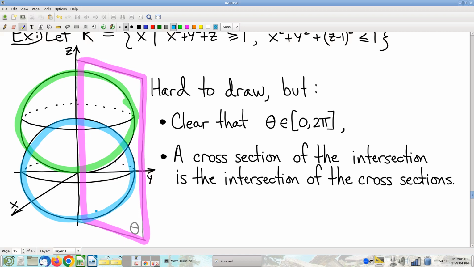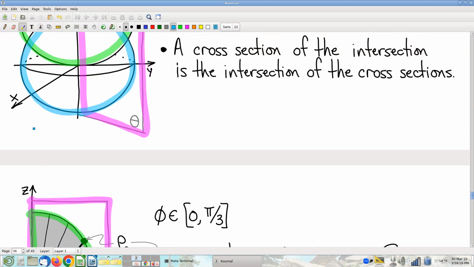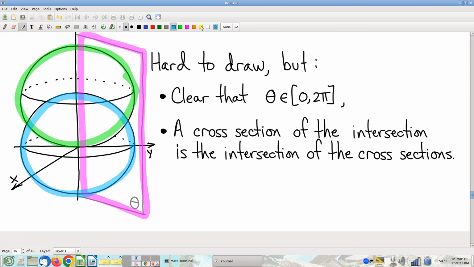What's its cross-section? The blue sphere with the purple theta plane. Oh, half disc. Nothing to it. Right? And so the big idea is that if what you want is to understand how to take cross-sections of a very difficult to draw intersection, just instead look at the individual cross-sections and intersect them.